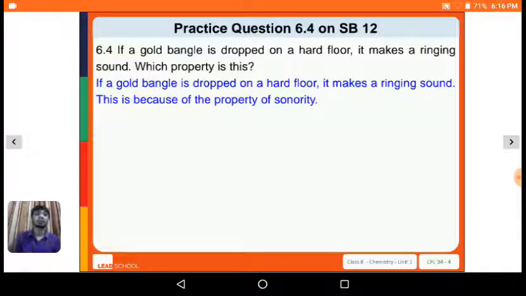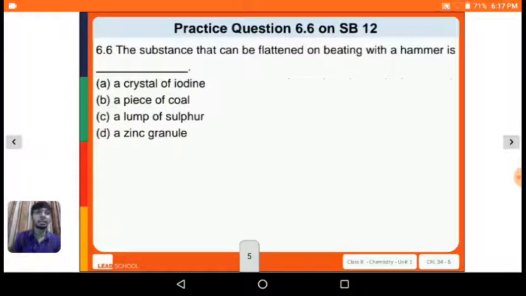Next, practice question number 6.4. If a gold bangle is dropped on a hard floor, it makes a ringing sound. Which property is this? This is because of the property of sonority. Next, 6.6. The substance that can be flattened on beating with a hammer is a zinc granule. So the answer is D.